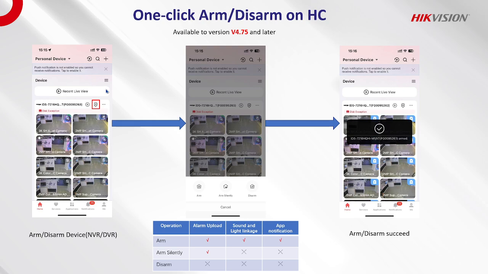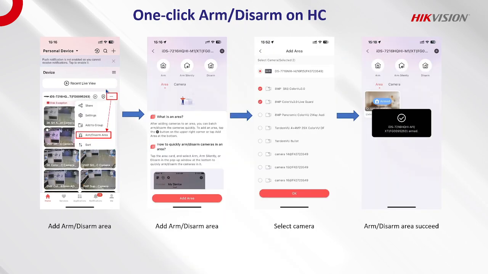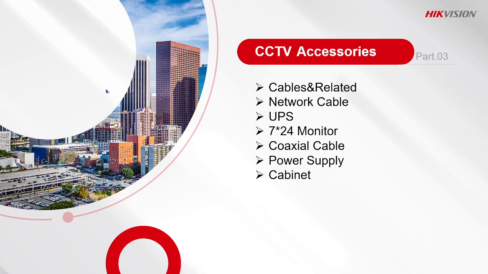So we choose one. Then we have one-click arm and disarm, so I can arm and disarm my system. There is even silent arming. With silent arming, HIK Connect gives you the ability to mute but still receive the alarms. Then you have arming and disarming, so we can do that on HIK Connect.